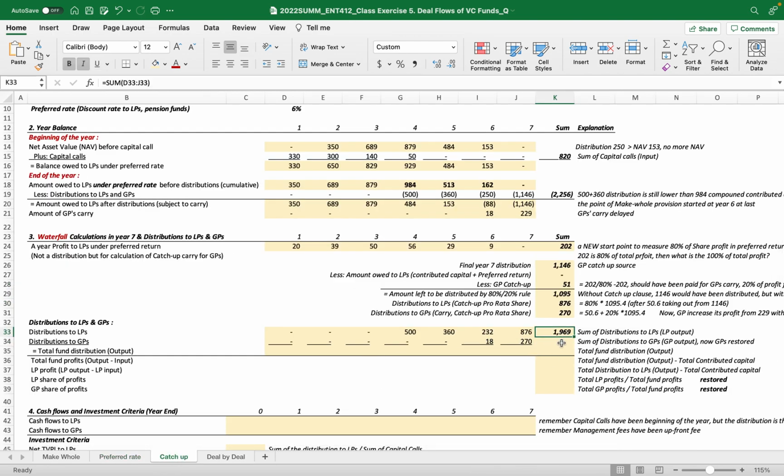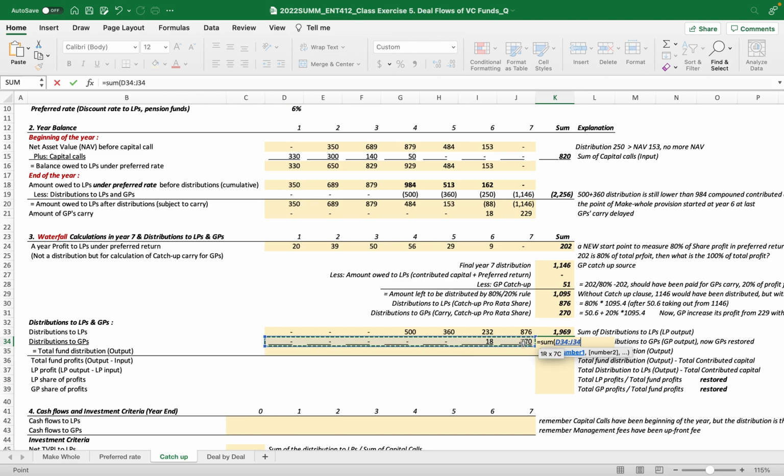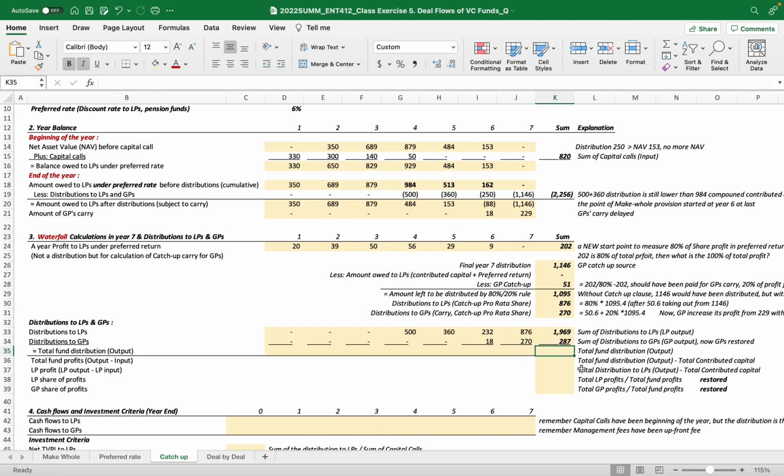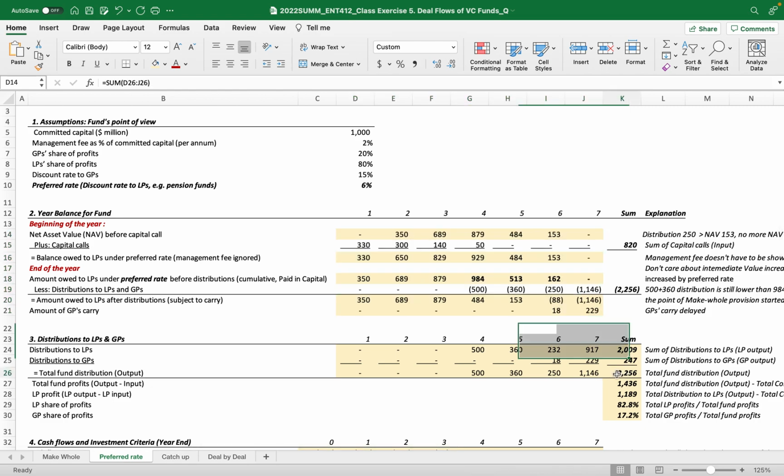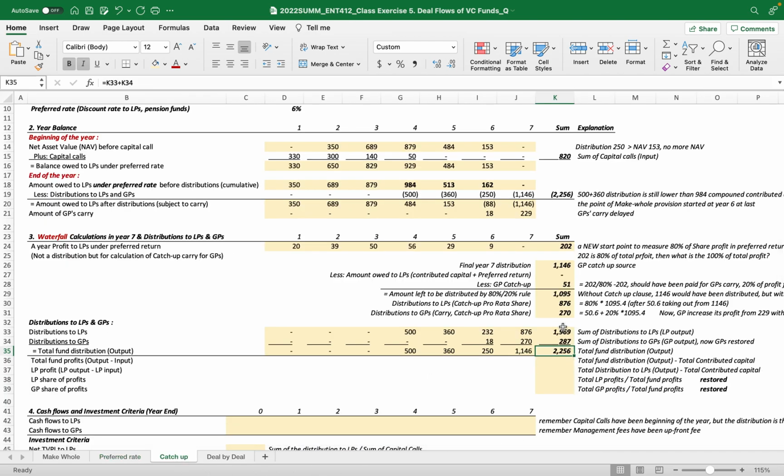Okay, let's continue here. And then let's calculate the sum of all the GP's distribution. Then 287, right? And then let's just sum these two up to get the total fund distribution. Then we have 2,256. Then you can notice, okay, let me just make the letters bold. And then you can take a look at the previous exercise here. We have the same 2,256, right? We have 2,256, but a different allocation of distribution to LPs and GPs.